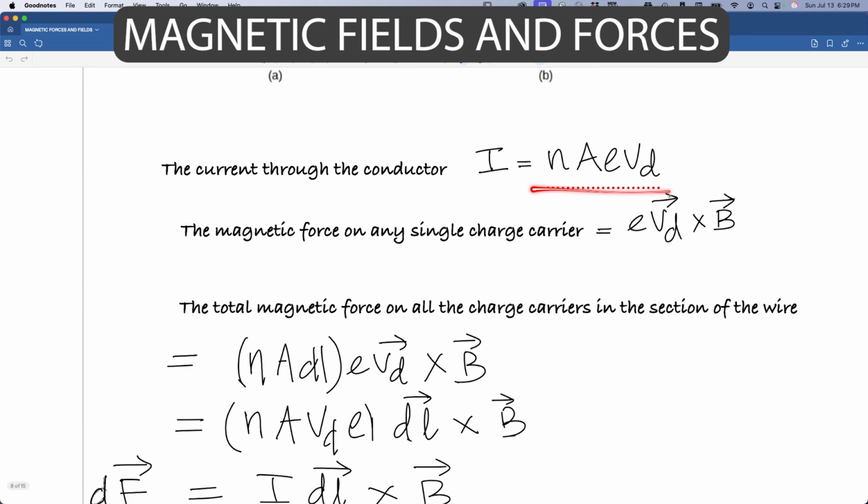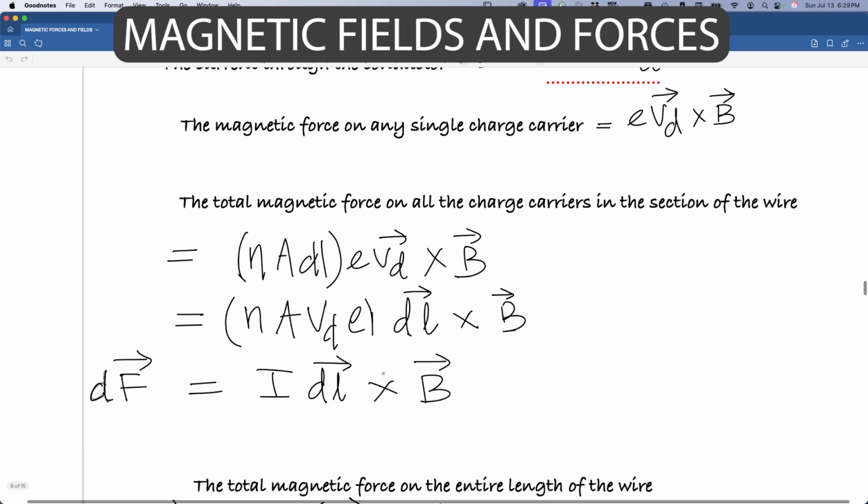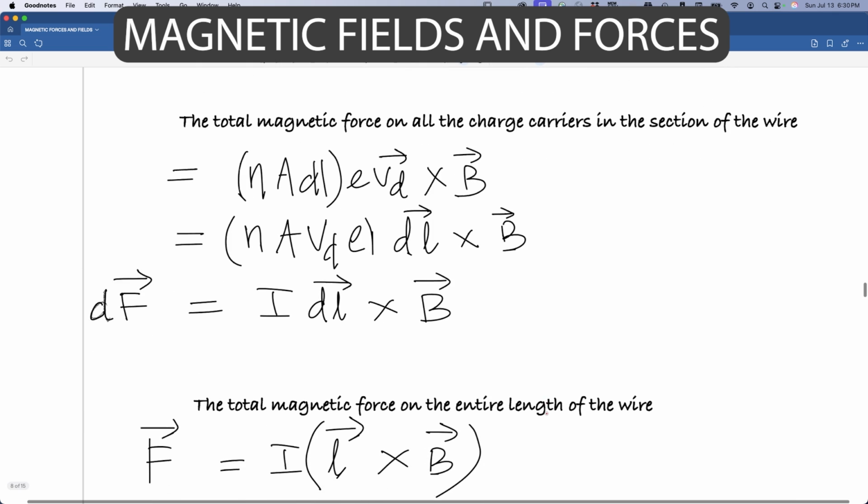See, I showed you that in the beginning. That's called I. So it's I dl cross B. So we got a new formula. The force acting on a small conductor of length dl carrying a current I placed in a magnetic field of strength B is given by I dl cross B. Again, it's a cross product. That means maximum force is going to act when it's situated perpendicular to the magnetic field.